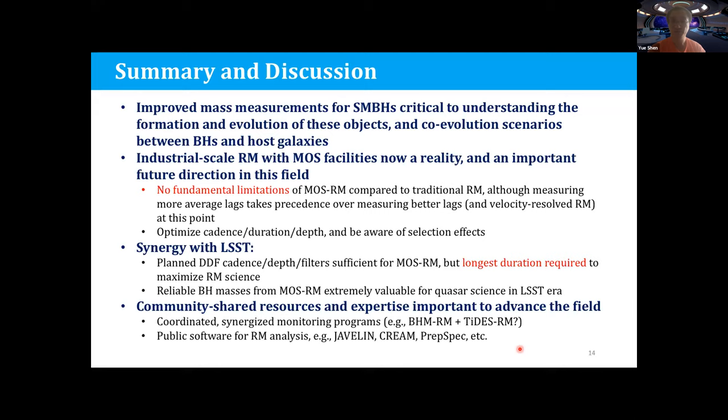Here's another question from Ilsang Yu. He asks, I can imagine LSST will observe continuous time variation, sometimes small or sometimes large. Will the time lag between continuum and broadline always be the same for every variation event?